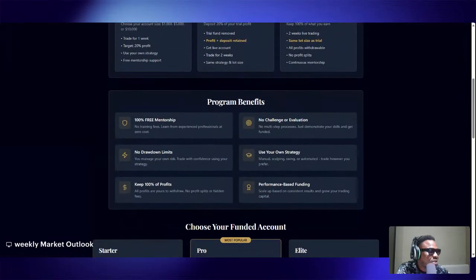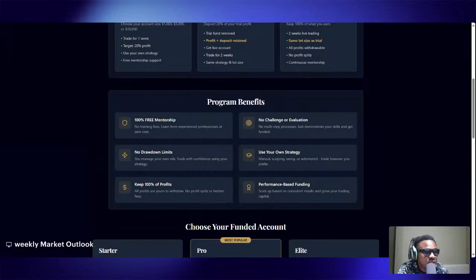The benefit of this one is that you can have free mentorship with it, which also teaches you. There's no challenge, no evaluation, because it's not a prop account. There's no drawdown limit, so you can trade as much as you want. But of course, you have limited time to trade on these accounts because you have a target to meet. It's easier to meet that target anyway.